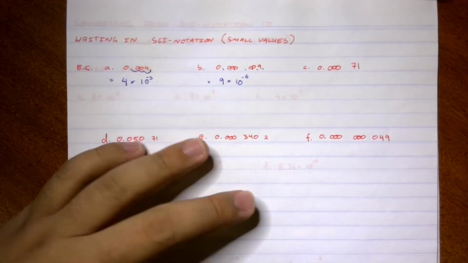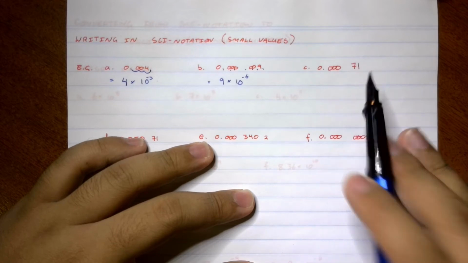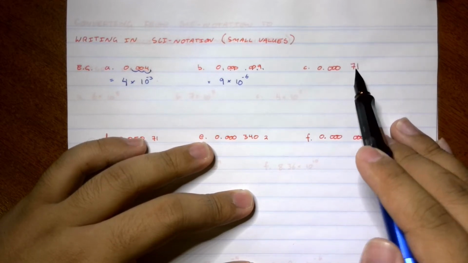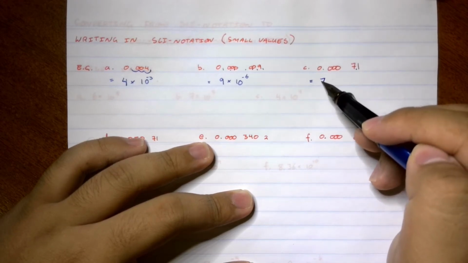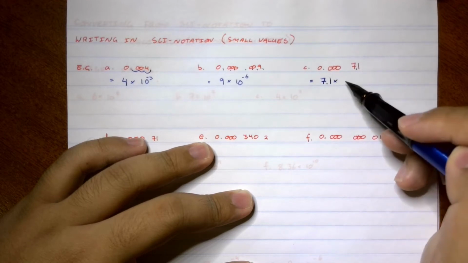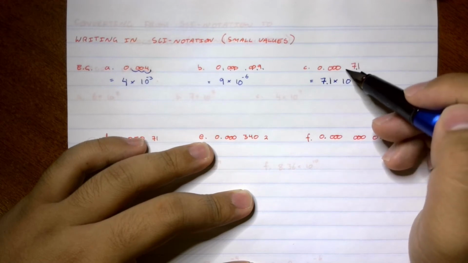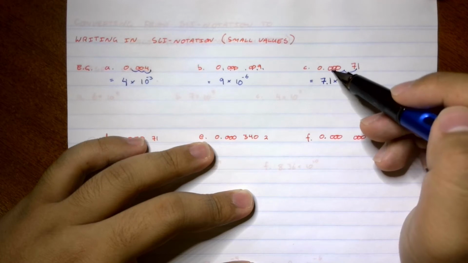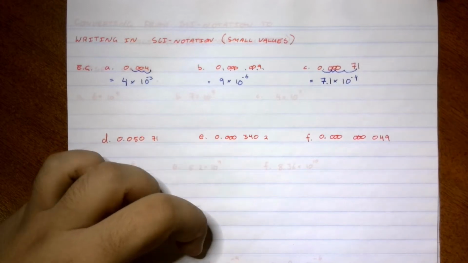Let's keep moving here. Even if there's numbers behind it, we're still going to take the first number we see. So we're going to place a dot there. This is going to be 7.1 times 10. We count once again. 1, 2, 3, 4. 10 to the power of negative 4.